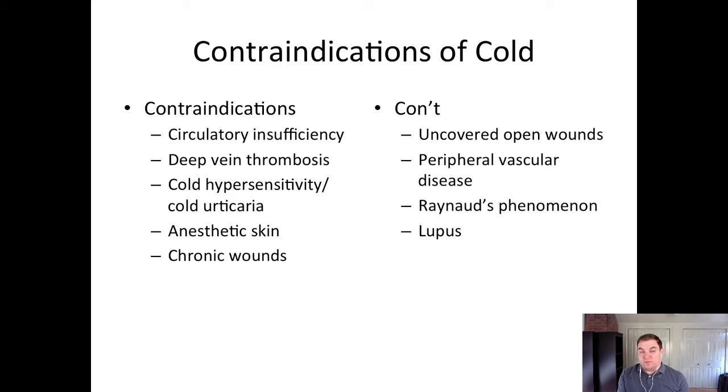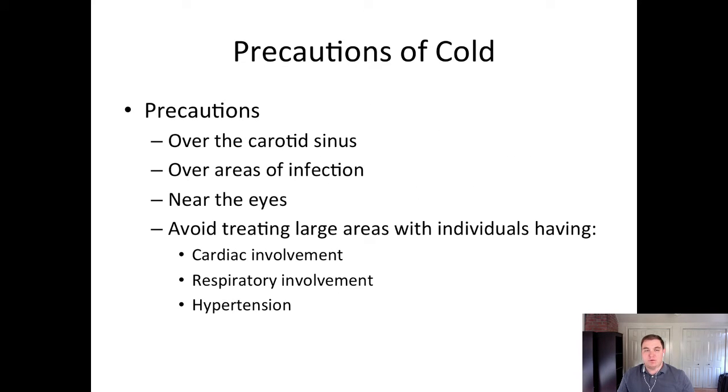Anesthetized wounds, so if you just had a surgical procedure done or a numbing agent injected into you, don't use ice because, well, you can't feel it, right? Chronic wounds, uncovered open wounds. If the wound is covered, Band-Aid, gauze, whatever it might be, you can use that, especially if you have a sterile environment. Peripheral vascular disease, Raynaud's phenomenon. I'll talk about that in a second too. And lupus. Lupus is interesting. Lupus is an autoimmune disorder, right? Usually characterized by the butterfly rash. A lot of times with ice, using cold with a patient with lupus, it makes them a little bit worse.